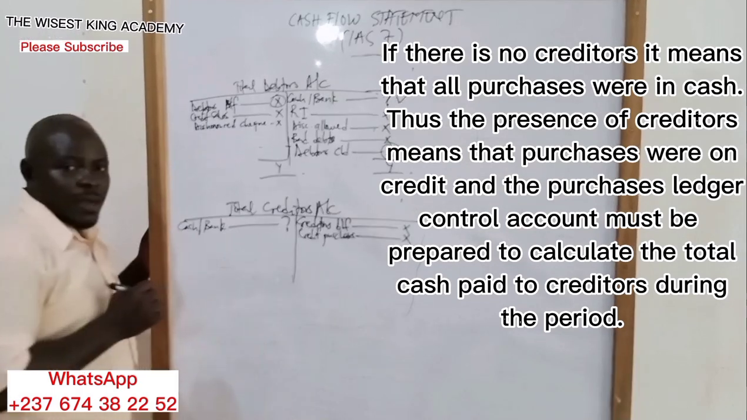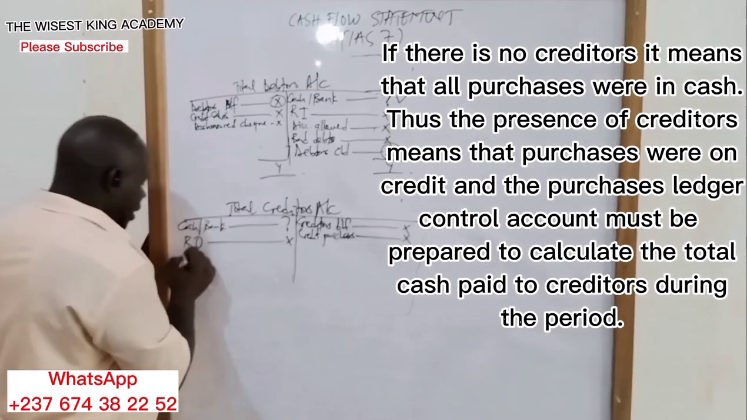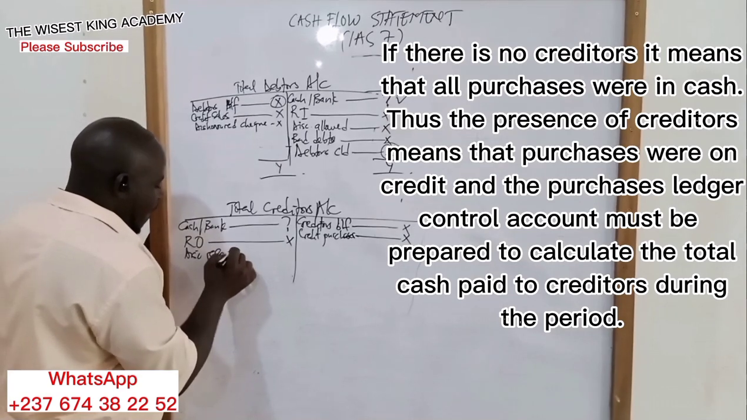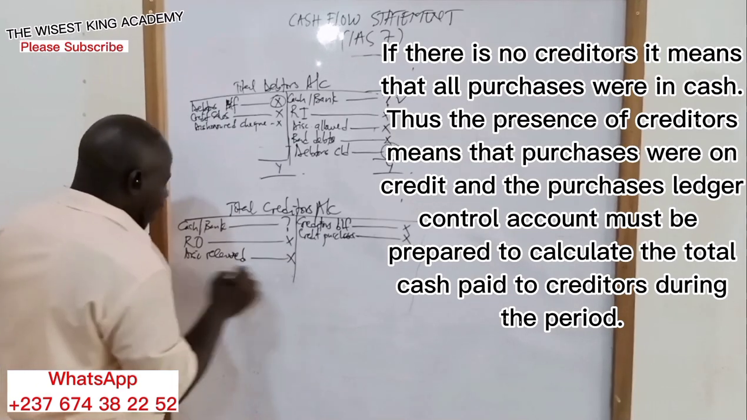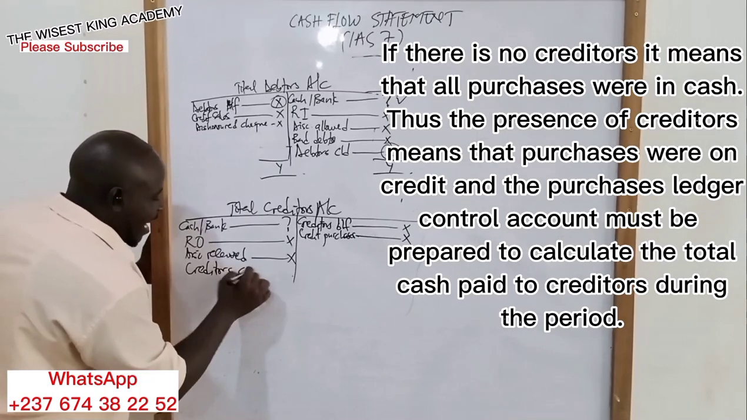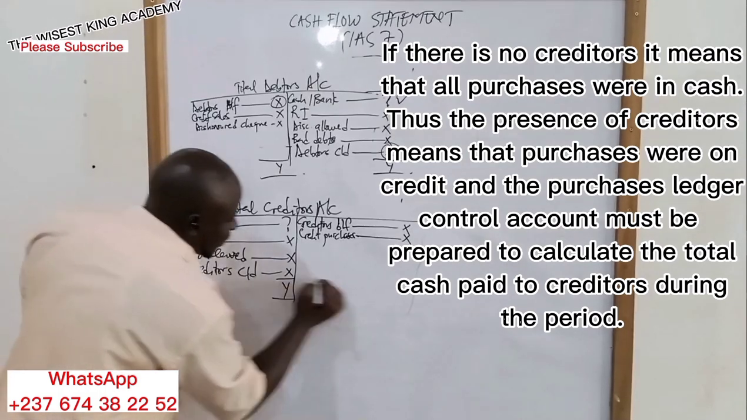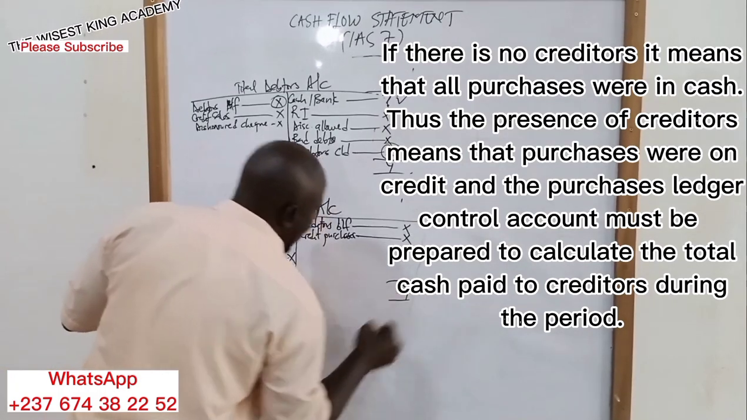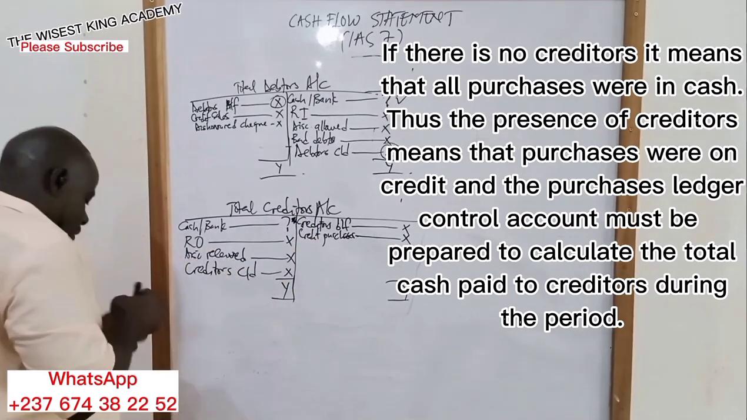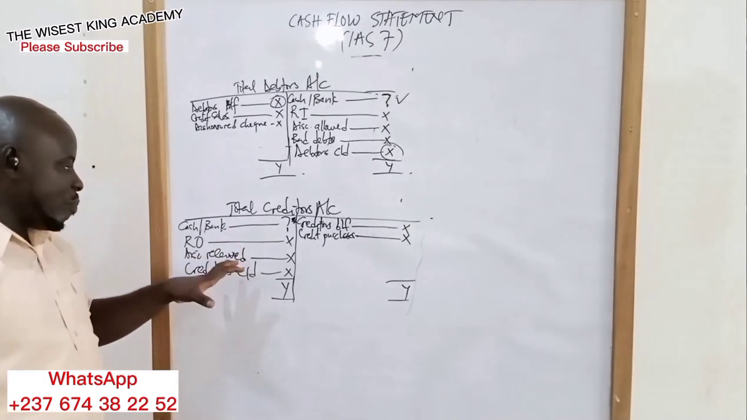That's a question mark. Now here we have returns outwards or purchases returns. Here we have discount received. And also our closing creditors. Creditors carried down. Now, this account was balanced, and you can see that this is actually the missing figure. So, this is how we calculate the cash paid to creditors.